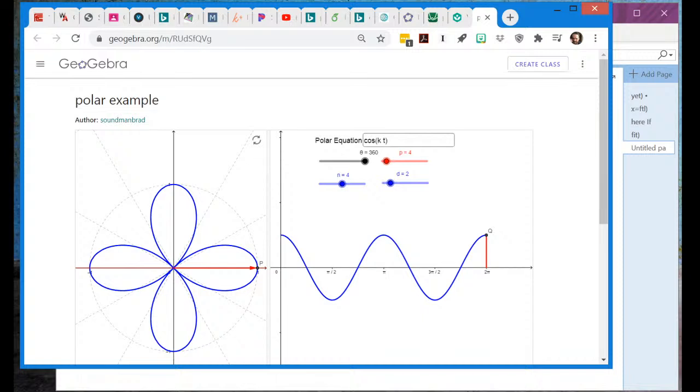I'm sorry. I'm distracting myself. I'm looking at a few things. But let's just go on. Let's show you what I have up here right now. Polar equation, cosine of kt. So whatever. I don't know. What's kt right now? What is k?